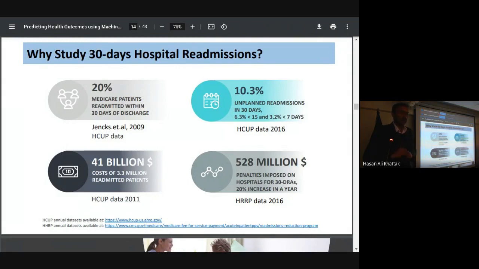Probably a few of you are not familiar with Medicare and Medicaid. There are two different types of insurance in the US. One is Medicare, one is Medicaid. Medicare is for people who are old, and Medicaid is for people who are either of lower income, and people who are disabled mainly.